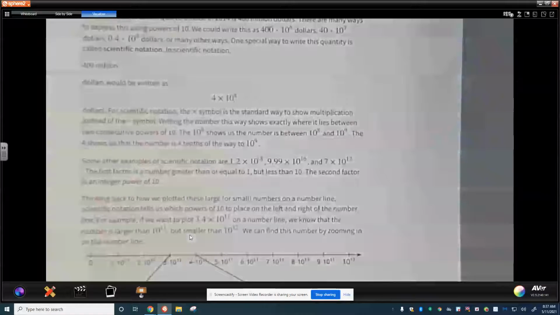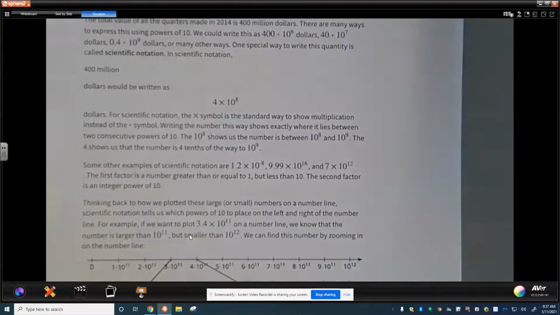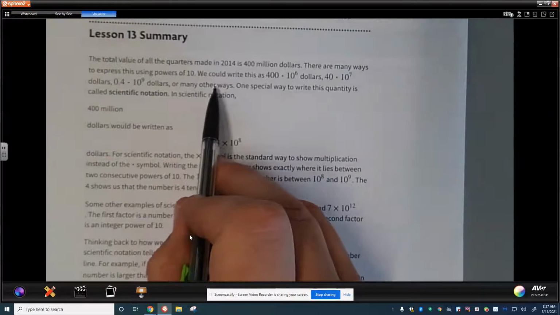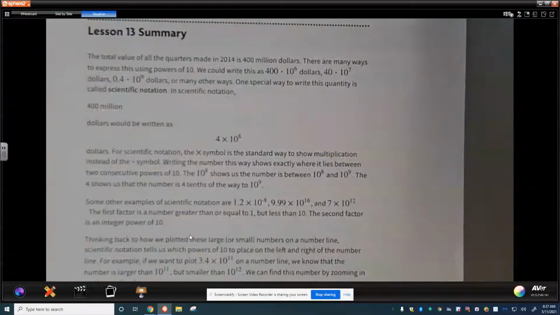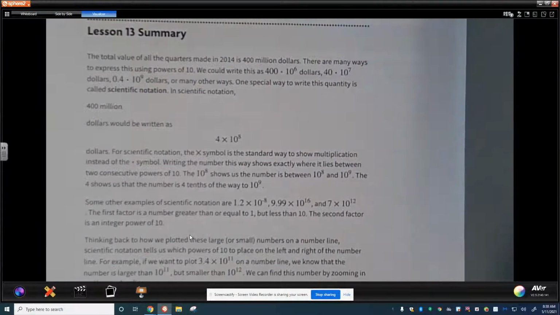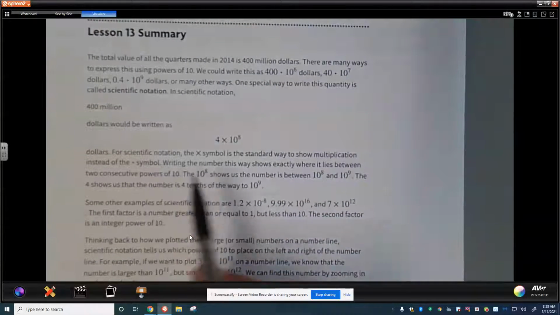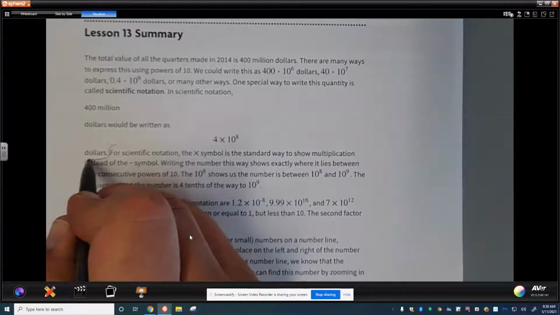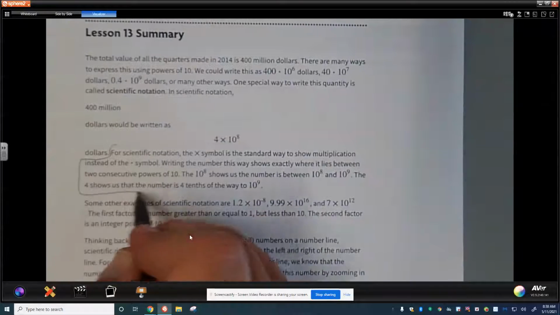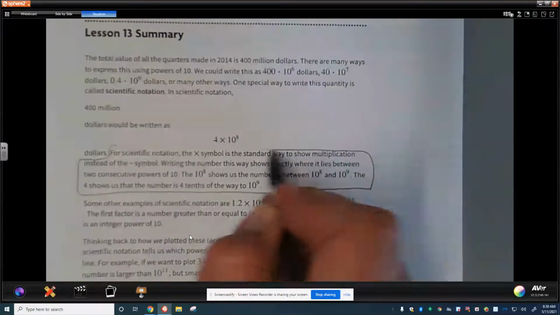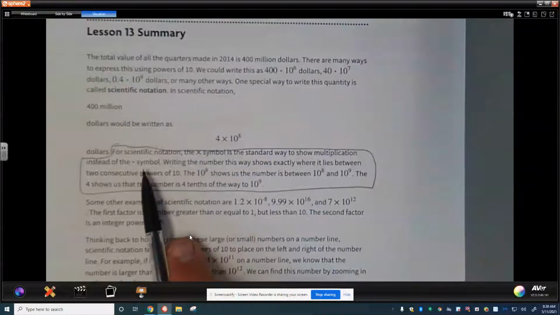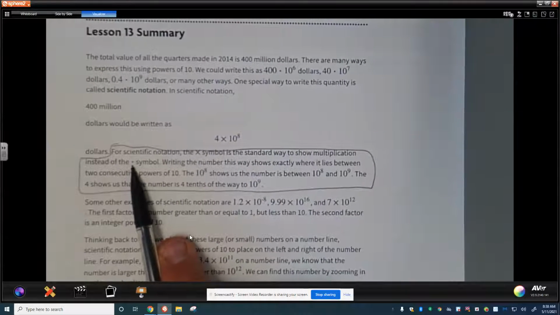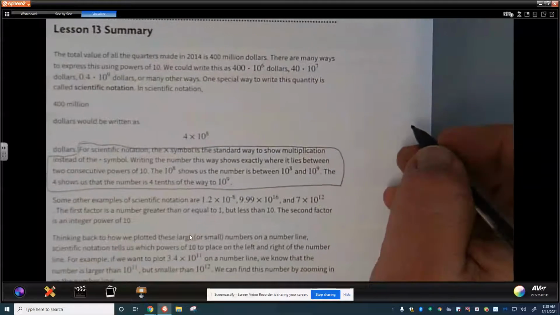To wrap this all up, in our summary, is this the total value of quarters made? We talked about these pieces. What I really want to get from you in scientific notation is the values that we have to recognize with these. For scientific notation, the symbol that's used is an X. It's the standard way of showing multiplication. If we are going to use the bullet symbol, we have to write something.